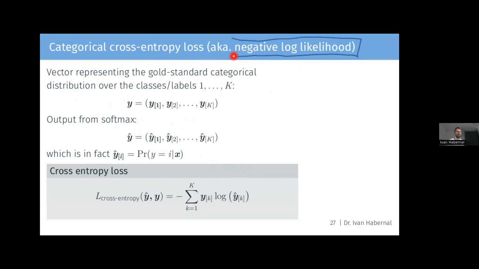Remember this, please. This is central to machine learning: negative log likelihood. What are you doing? I'm minimizing negative log likelihood. Okay, good. What does it mean? So it's a categorical cross-entropy. Okay, what does it mean?